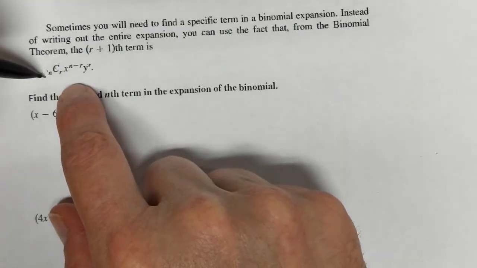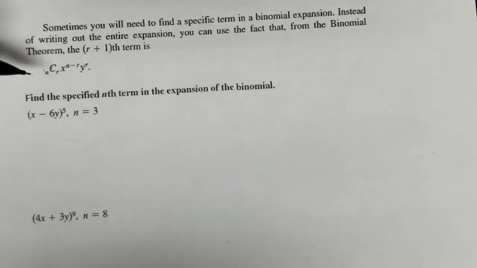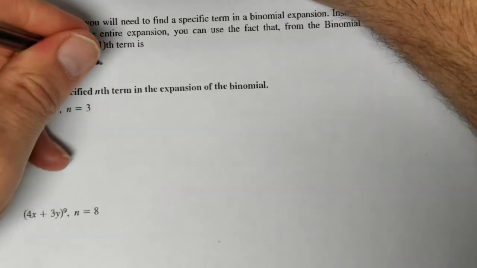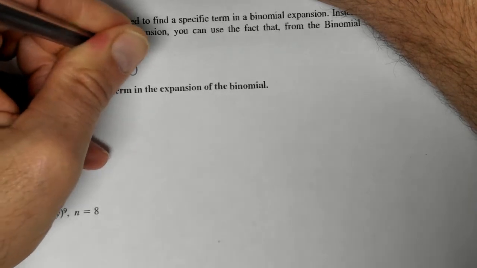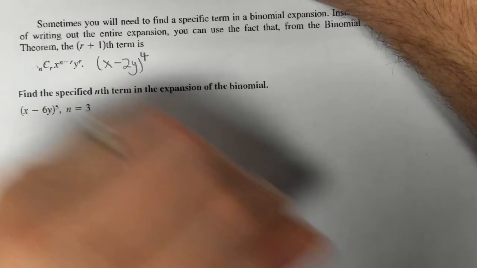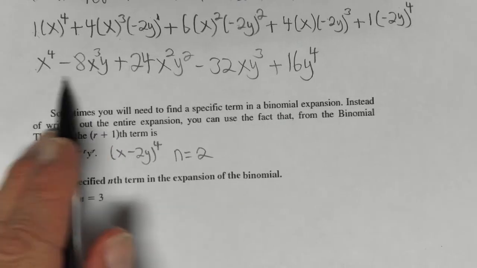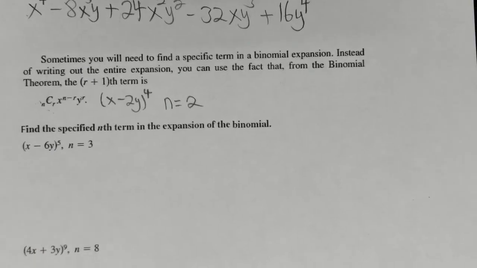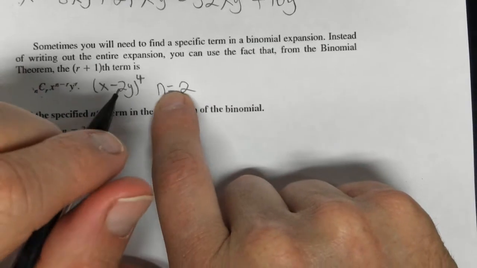So let's use this formula so that you can see what these letters stand for and what to plug in for them in one that we've just done. For this binomial, x minus 2y raised to the 4th, the one we just did, I want you to find the second term. We already know what the second term should be, but I'm going to show you how to do it with this formula so that we can do some problems with higher powers coming up.